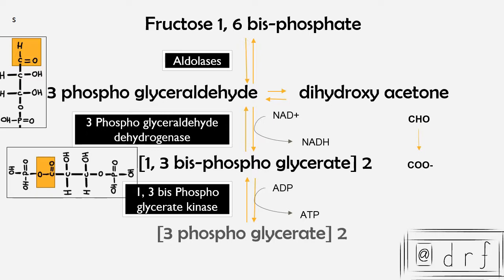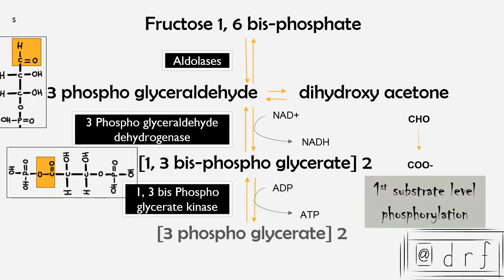Also, you need to see here that 2 molecules of ATP are formed because 2 molecules of 1,3-bisphosphoglycerate are donating their phosphate group. In this reaction, the phosphate group is taken from the substrate. Hence, this is known as substrate level phosphorylation. This is the first substrate level phosphorylation occurring in glycolysis.